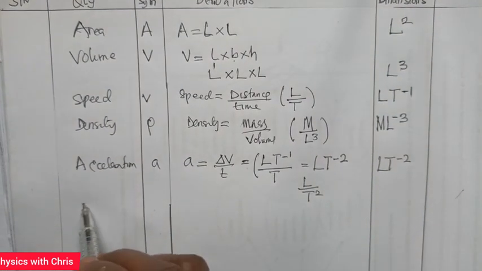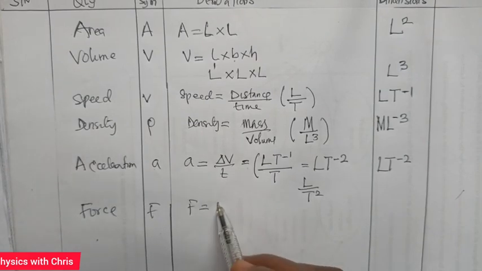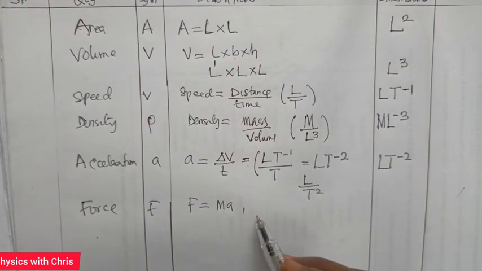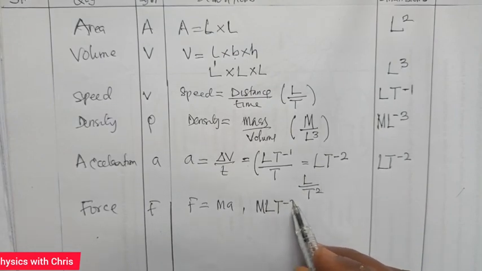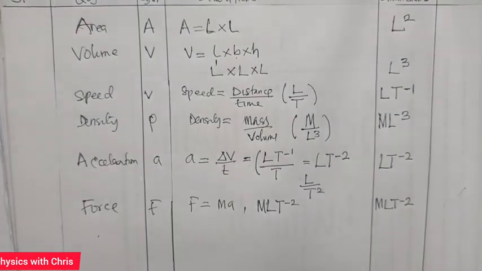Then let's look at the dimension of force. F, the force acting on the body, is the product of the mass of the body and the acceleration that is imparted to the body. Now, the dimension of mass is M, and here we have acceleration, so we can bring in LT minus 2. That gives the dimension of the force acting on a body: MLT minus 2.